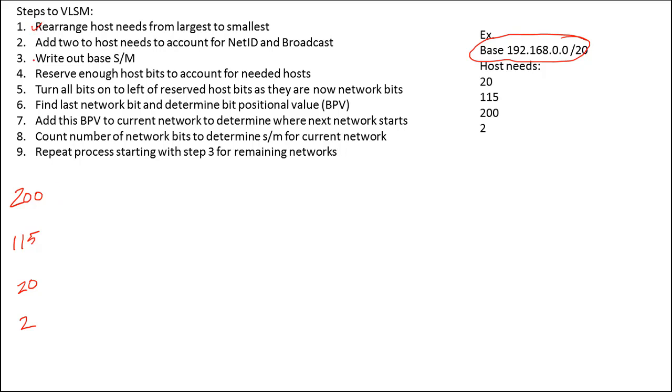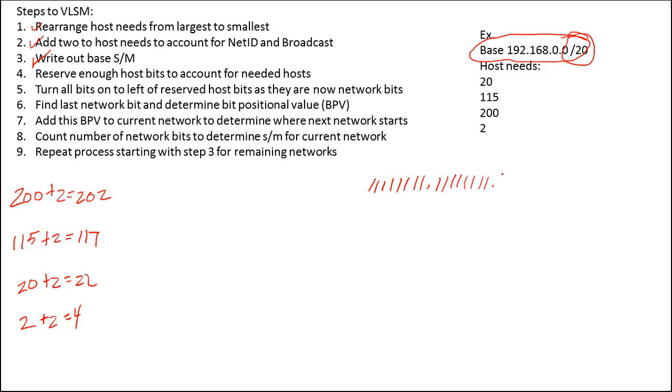Alright, so we've rearranged. Now we're going to add 2. Okay, we've done that. Now we're going to write out our base subnet mask. So our base this time is a /20. 1, 2, 3, 4, 5, 6, 7, 8, 9, 10, 11, 12, 13, 14, 15, 16, 17, 18, 19, 20, 21, 22, 23, 24, 25, 26, 27, 28, 29, 30, 31, 32.